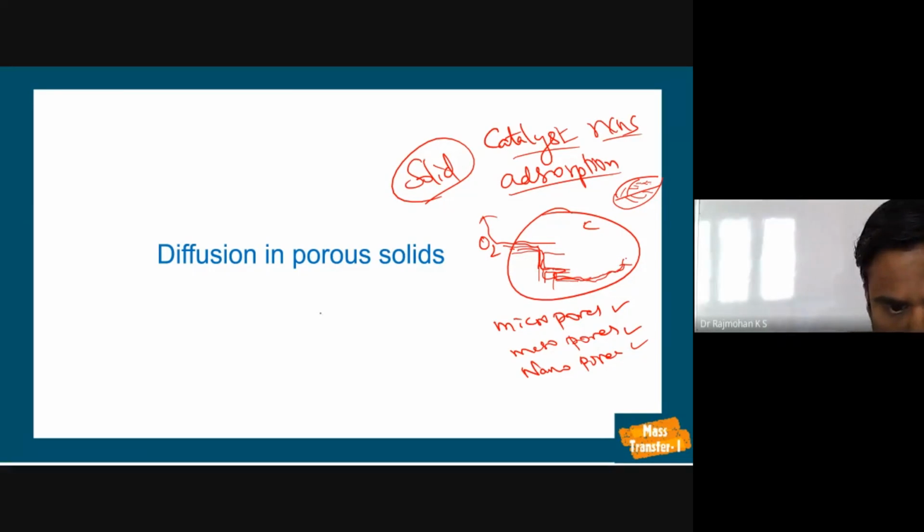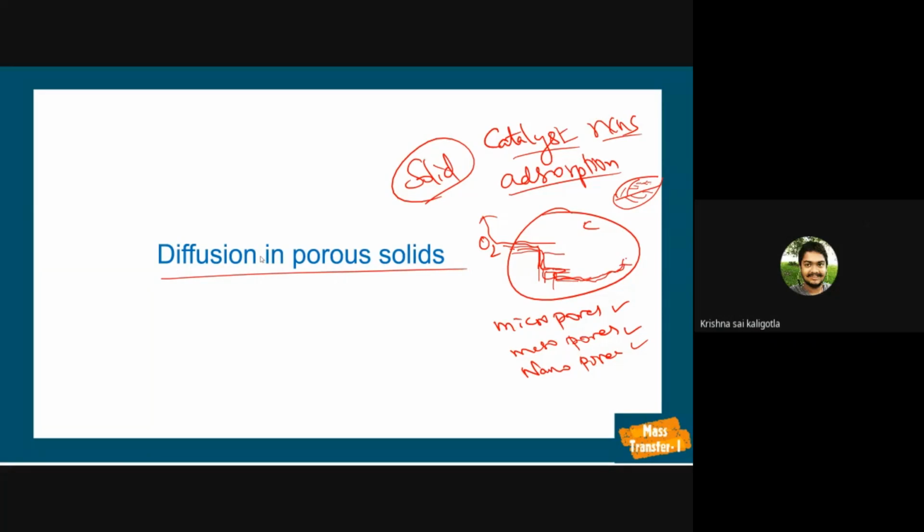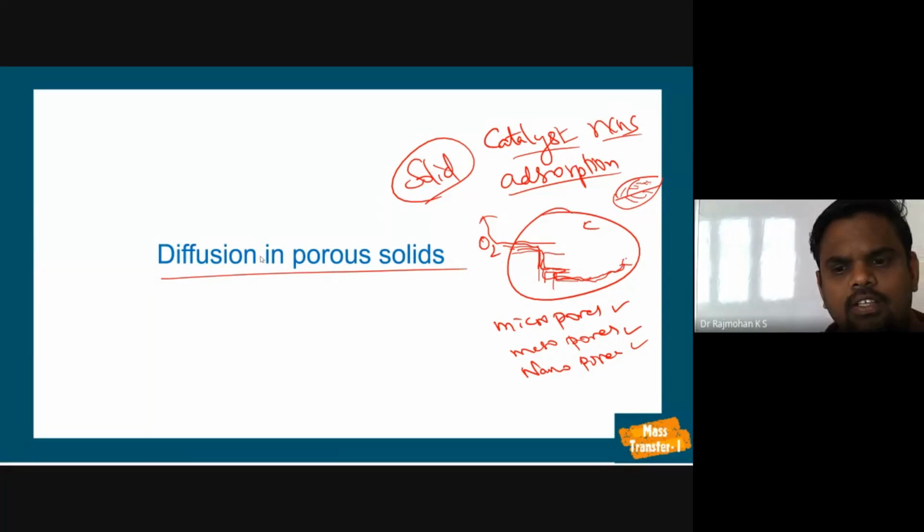So that's what we have discussed already also, but we will look into it in detail. Diffusion in porous solids. Okay, then this we will discuss in the next lecture.